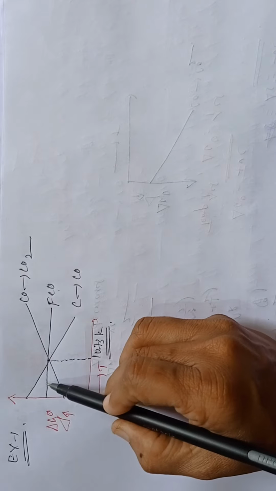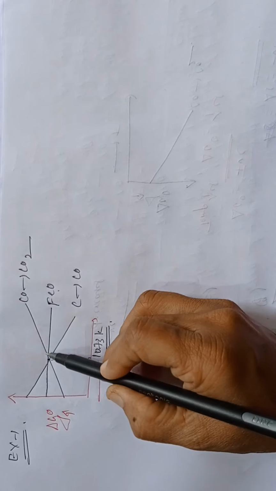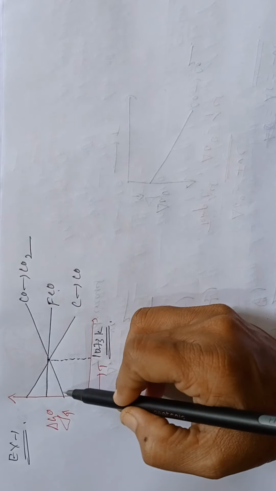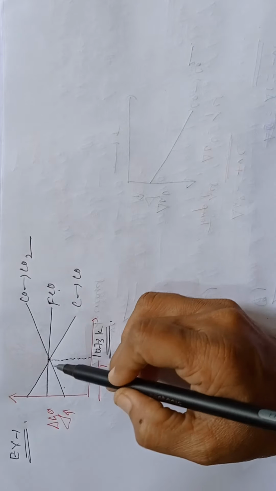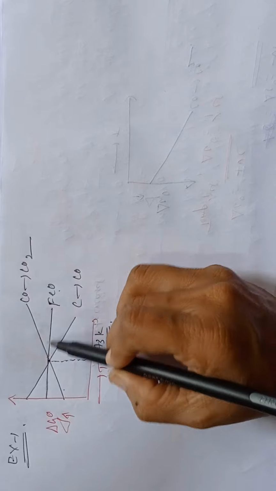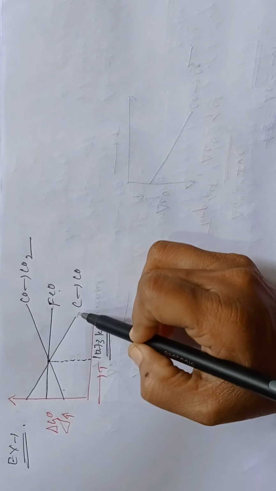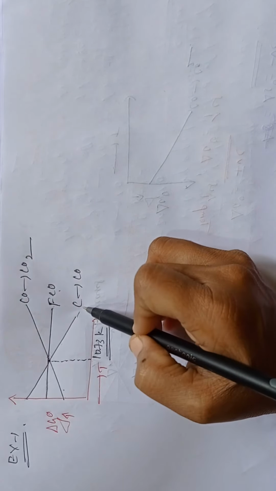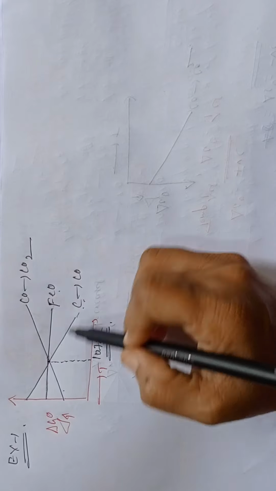Which is the lower part of the line there? This one. Are you clear? So to this line, this is the lower part. Below 1073, after 1073, the lower part of the line is this one. So that means this is C. Are you clear? Carbon is the reducing agent.